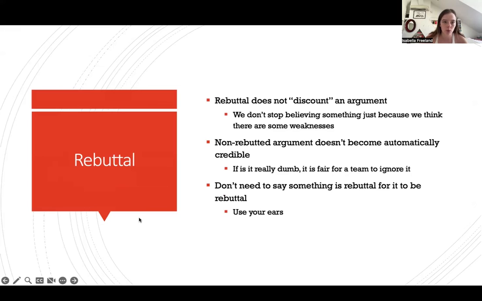Rebuttal is obviously a really important part of debating, and it's a really important part of judging because often the team that gives the best rebuttal can be the team that ends up winning the debate. However, there are a few things to note as a judge about rebuttal when you're assessing it.